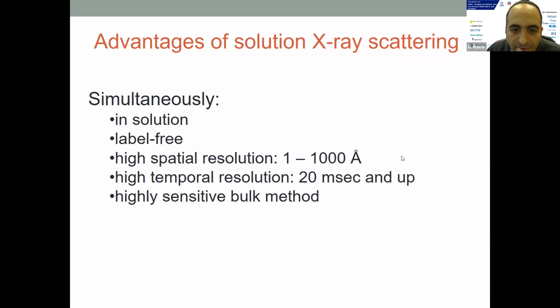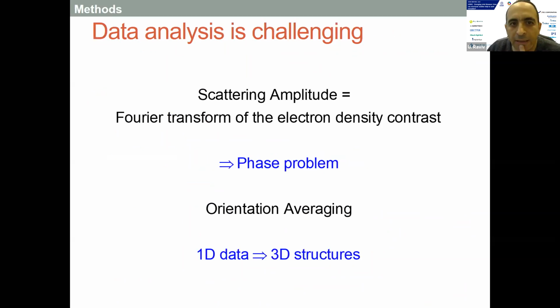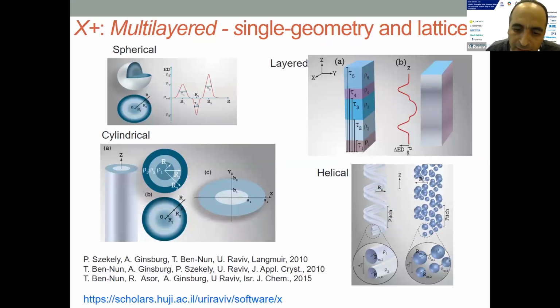We could get temporal resolution of milliseconds, and it's, of course, label free, and so it has all the capacities that we needed. However, data analysis, as I said, is really the challenge. So one of the things that we did in the group, we developed analysis software over the years.